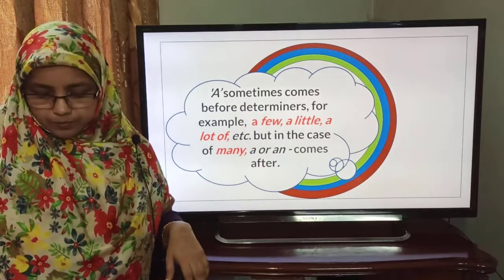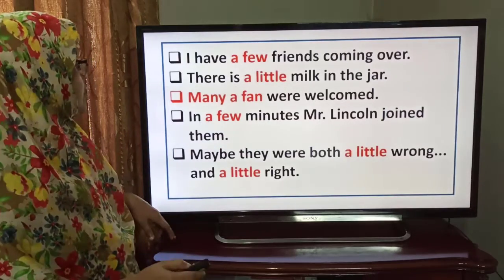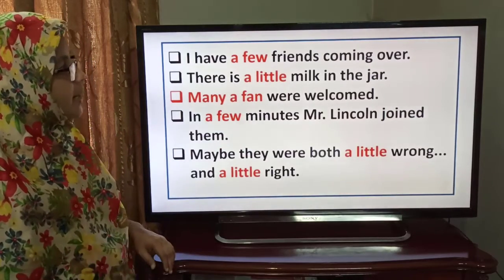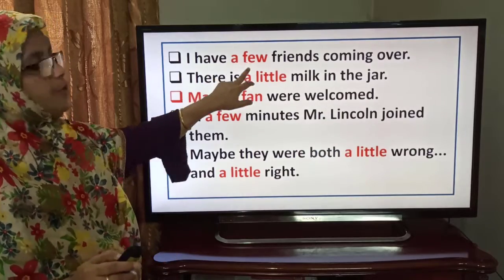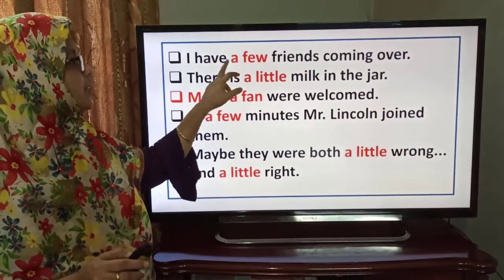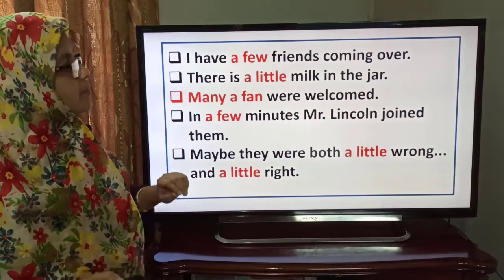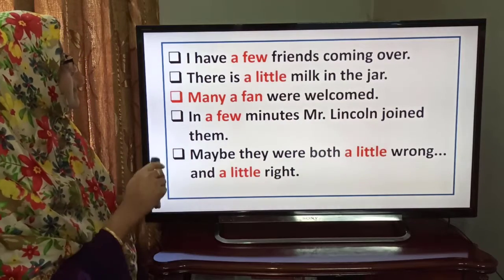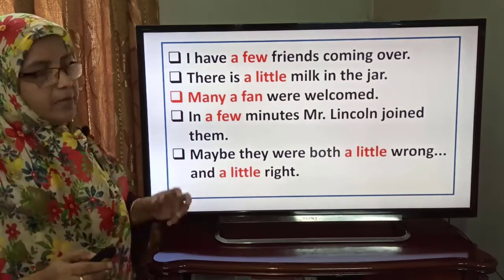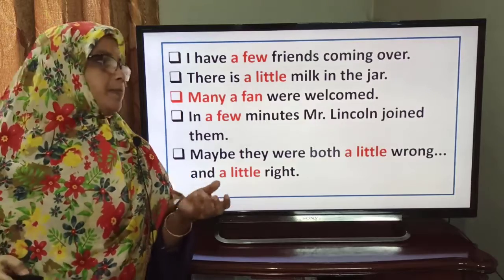If we go to an example, it will be more clear. I have a few friends coming over. With "a few" we have to use a. I have a few friends coming over. Then another example: there is a little milk. That means a small amount of milk.